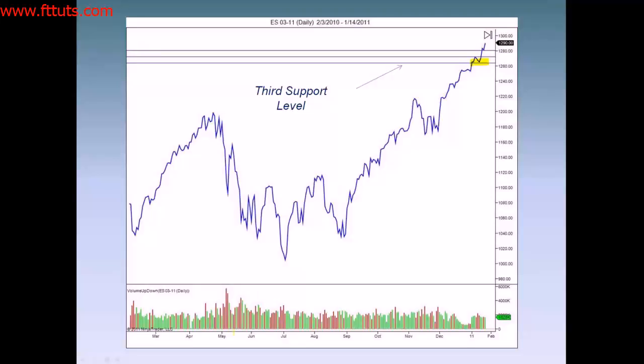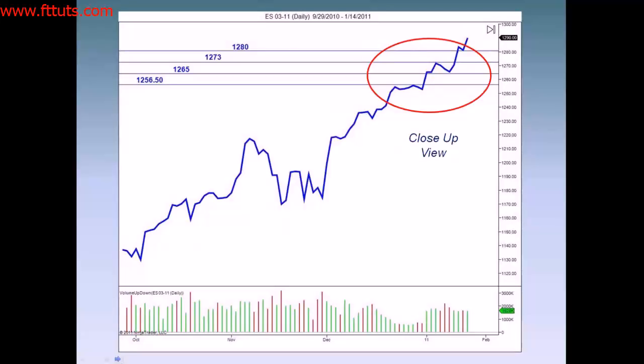So now I have my three key support levels on the daily chart. If prices start to change direction on me and we start to drop in prices, I know where my support levels are going to be. And so I have to be especially attentive at these levels to see how the market will react.